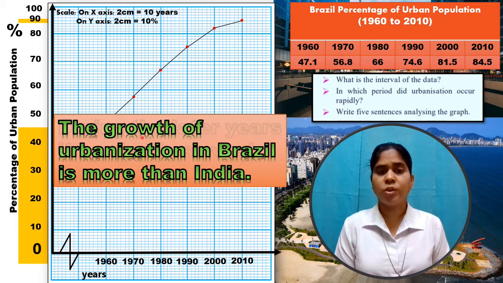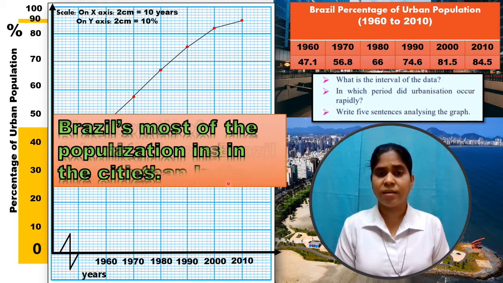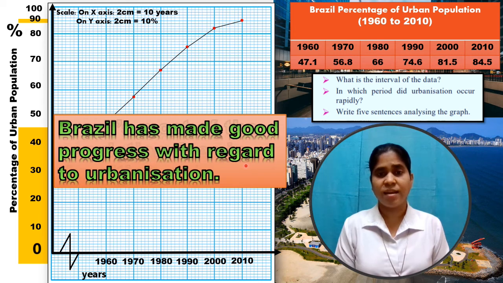Third, the growth of urbanization in Brazil is more than India. Fourth, most of Brazil's population lives in the cities. Last, Brazil has made good progress with regard to urbanization.